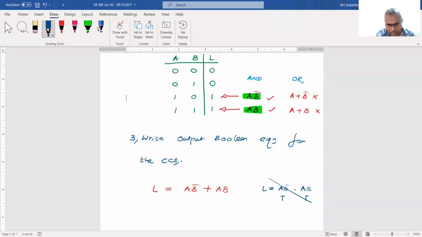That's why we use the OR operation. If this is true, L should be 1. If this is true, L should be 1. That's why OR is here. But in this case, we have to check very correctly: door A is open, B is closed. To do that, we have to use AND.